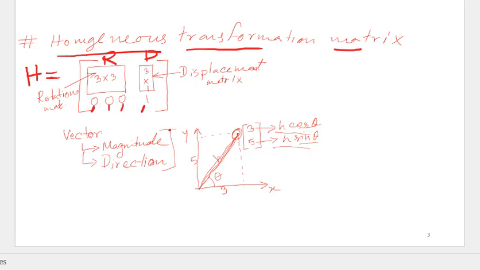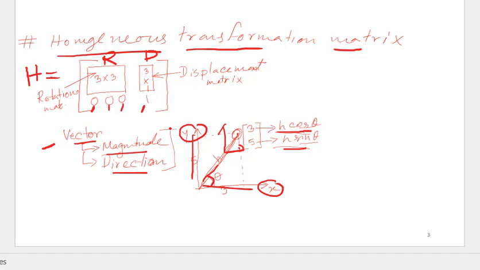Also, a vector, we know, has magnitude and direction. When we denote it on the x-axis and y-axis, the inclined or diagonal line between them indicates the vector, with components cos theta and sin theta, at an angle theta.